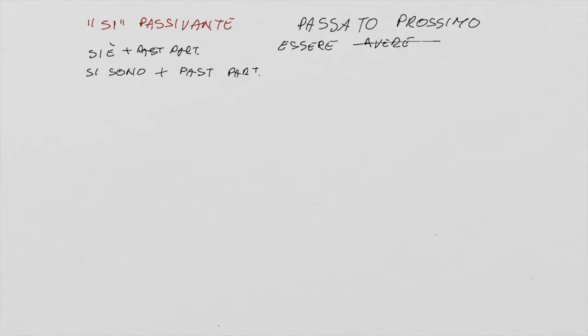You must pay attention when you use the si passivante with the passato prossimo. First of all, remember that the auxiliary must always be the verb essere, to be, never the verb avere, to have. So the only possibilities are si è plus the participle of the verb or si sono plus the past participle of the verb. Let me give you a few examples.